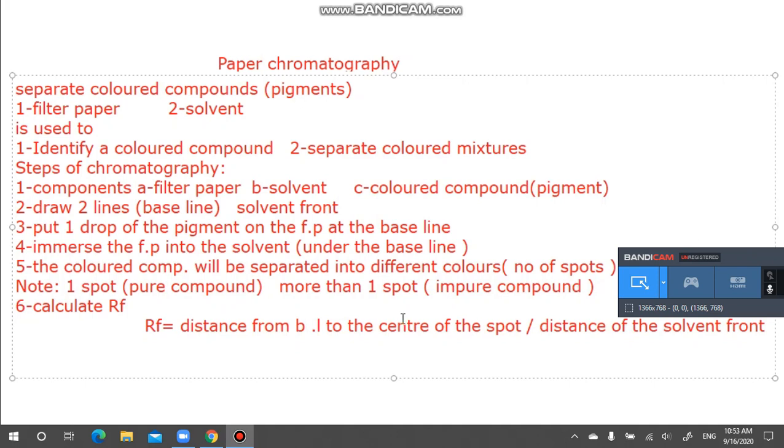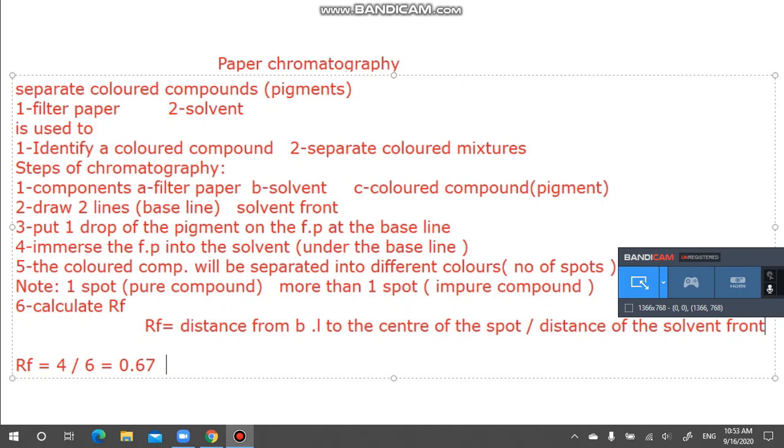So the RF for this compound equals 4, which is the distance from the baseline to the center of the spot, over 6, and it equals 0.067. Okay? So we have calculated the RF. Every compound has its definite RF.